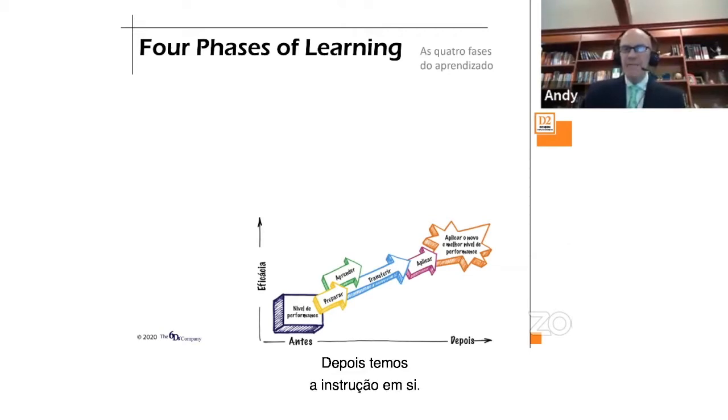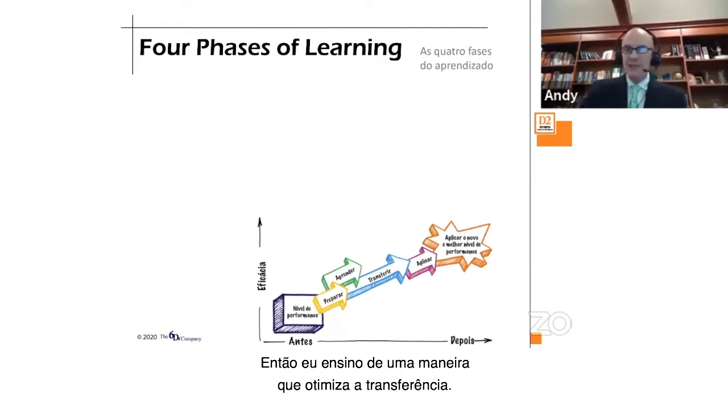I then have the actual instruction itself. That's our green box. And in that case, that's online, or maybe it's e-learning, or maybe it's in person. And then the blue box, it's the biggest of all of them. That's our transfer phase. And it's the biggest, and it extends the whole way back to the prep phase because setting the stage for transfer begins right up front.